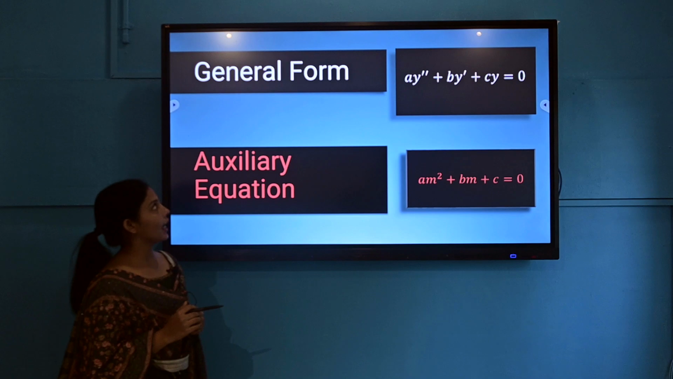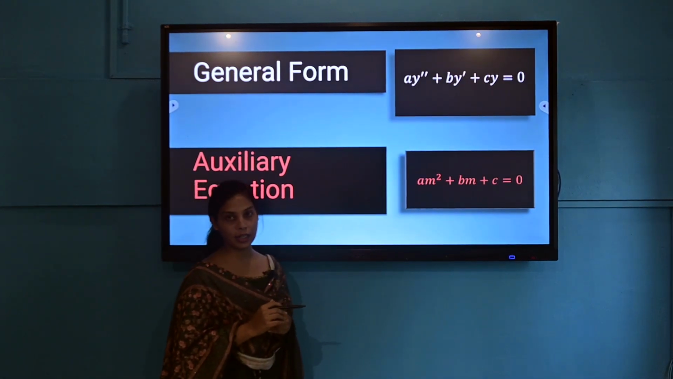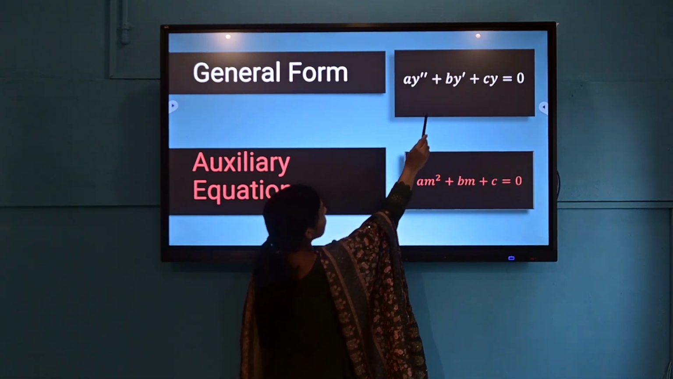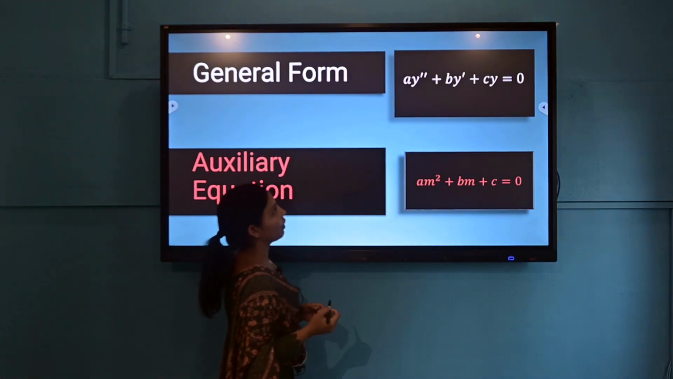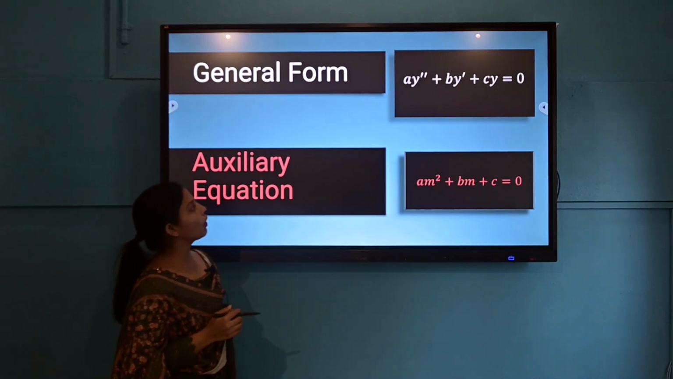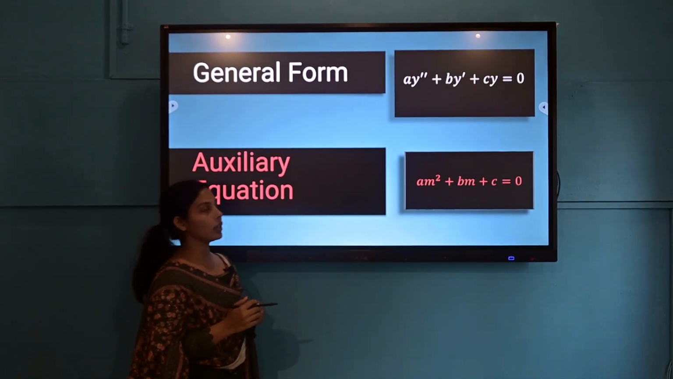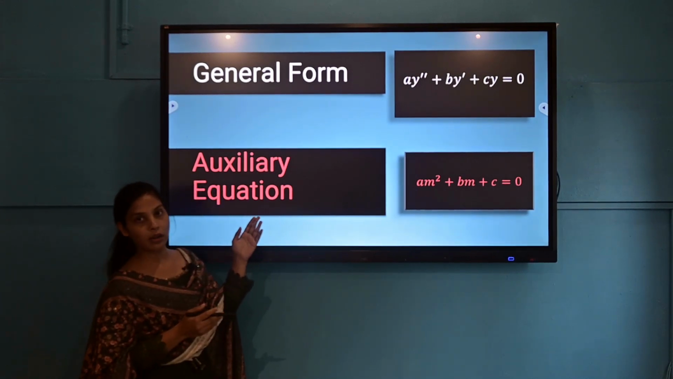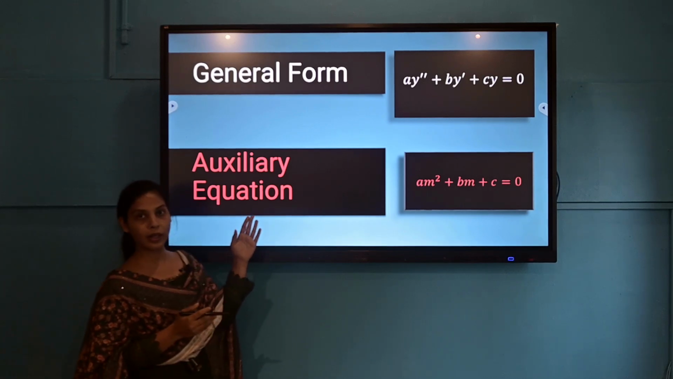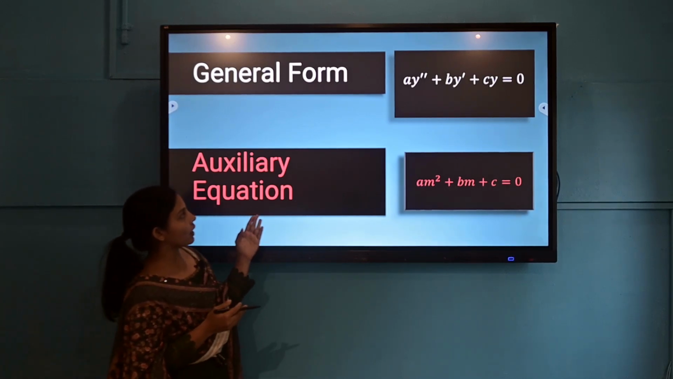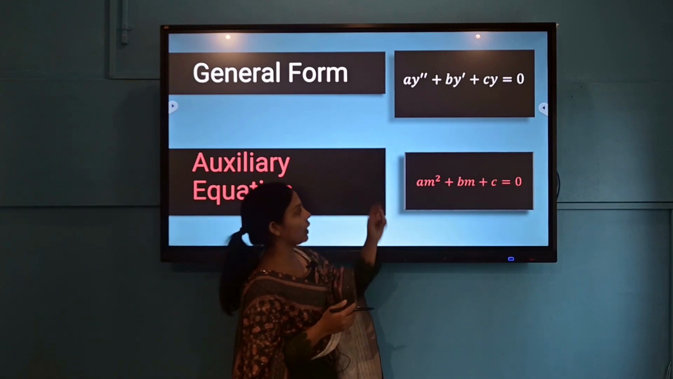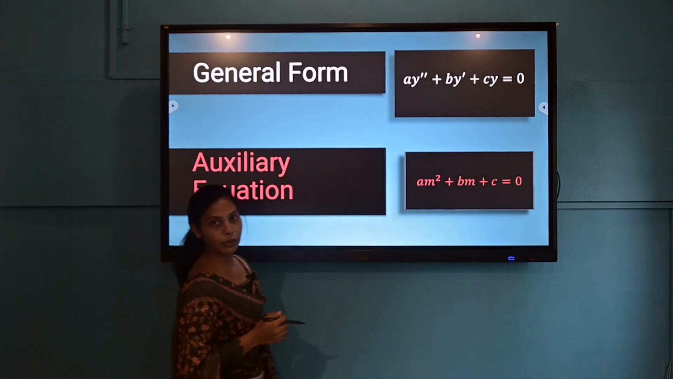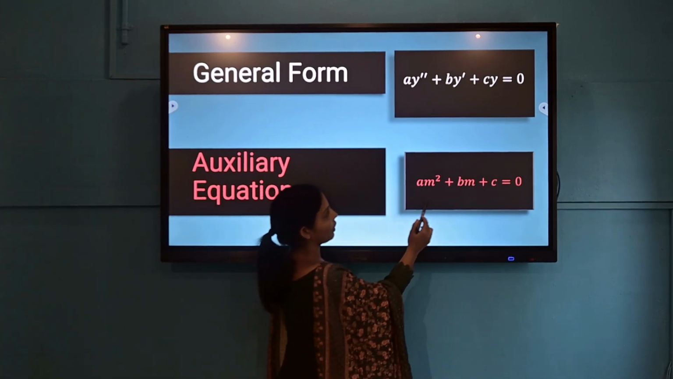First, we will look into the general form of a second order linear differential equation with constant coefficient. The general form is ay double dash plus by dash plus cy equal to 0. We will solve this by writing a characteristic equation or an auxiliary equation. An auxiliary equation is also called characteristic equation. The characteristic equation corresponding to this differential equation is am square plus bm plus c equal to 0. That is, this is a quadratic equation.